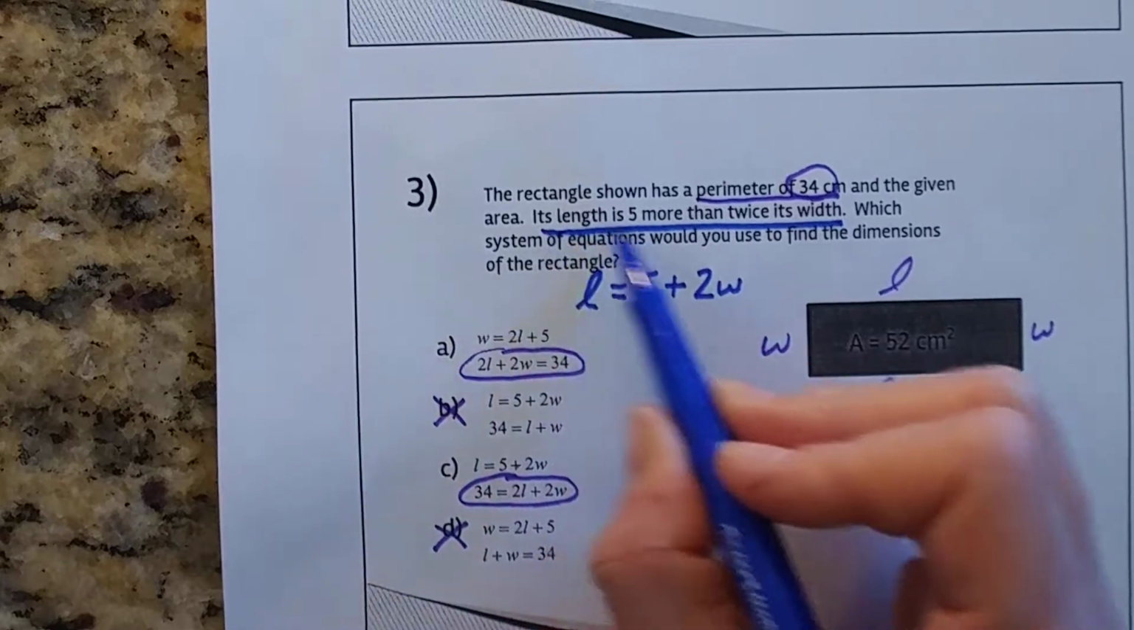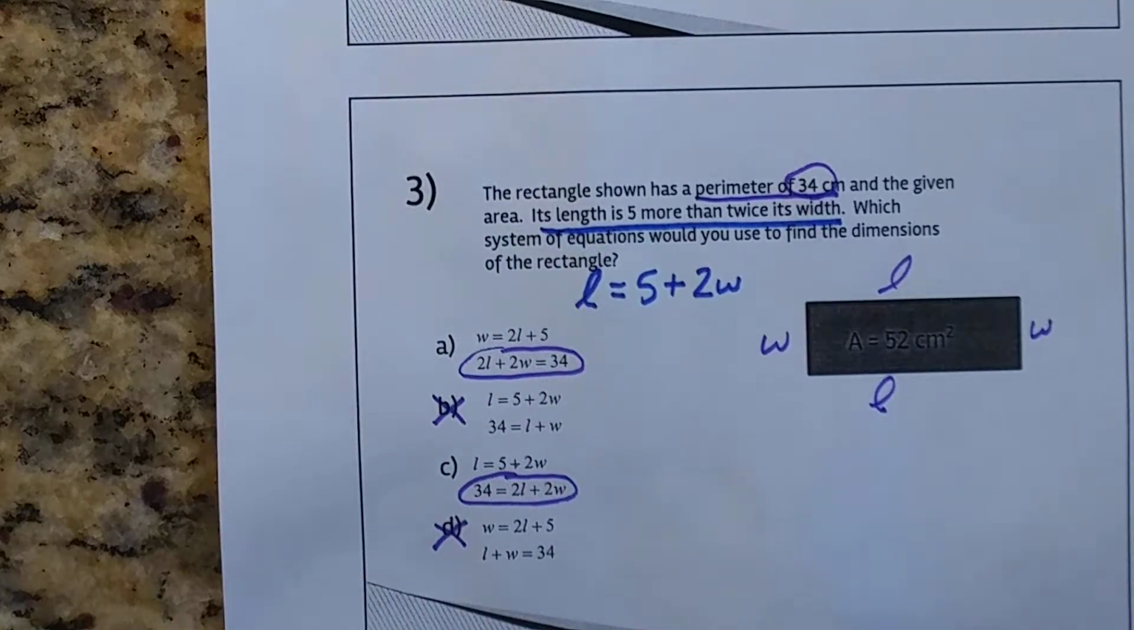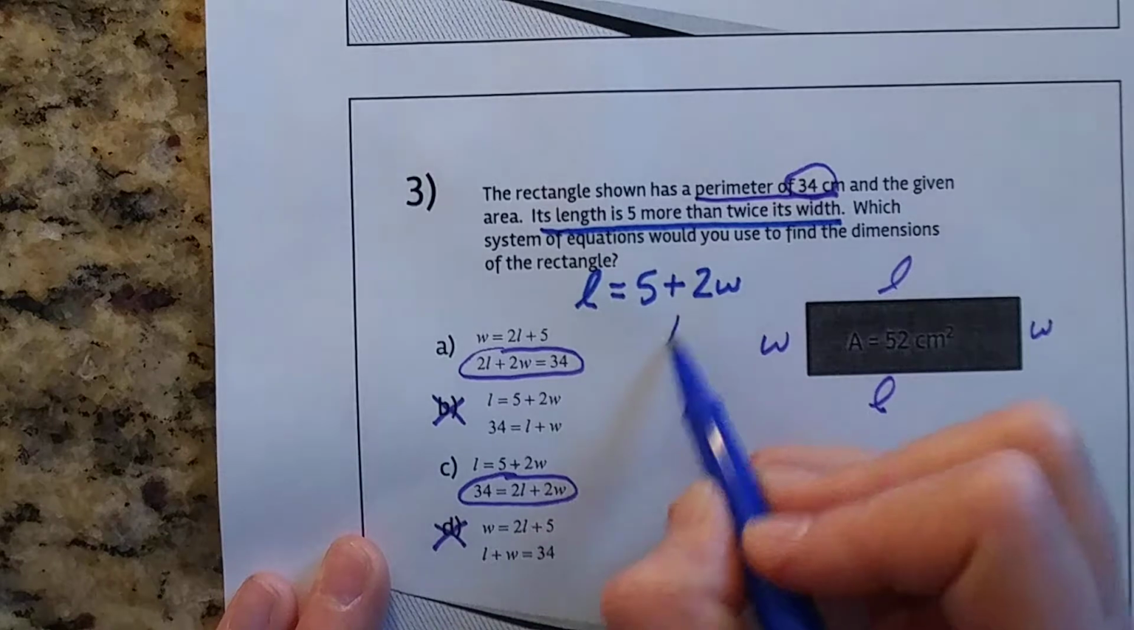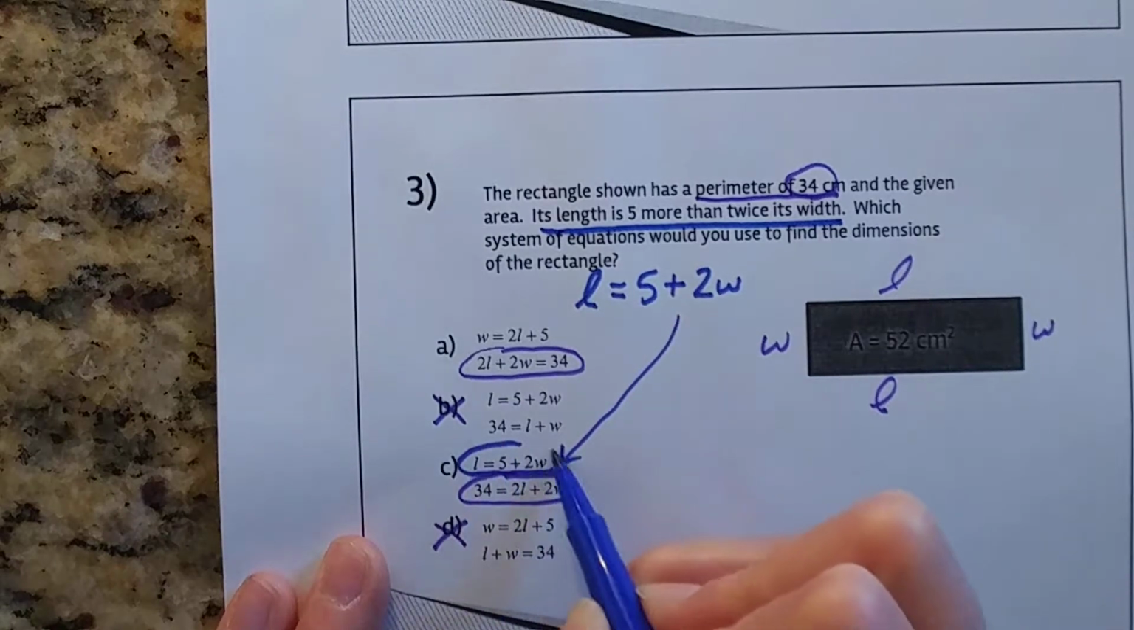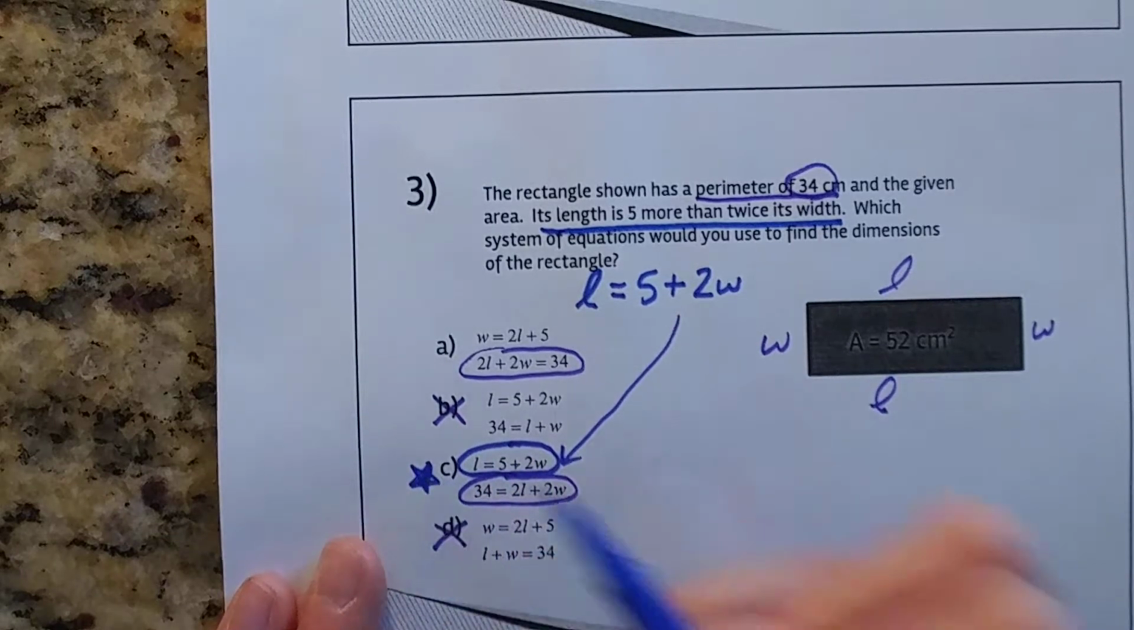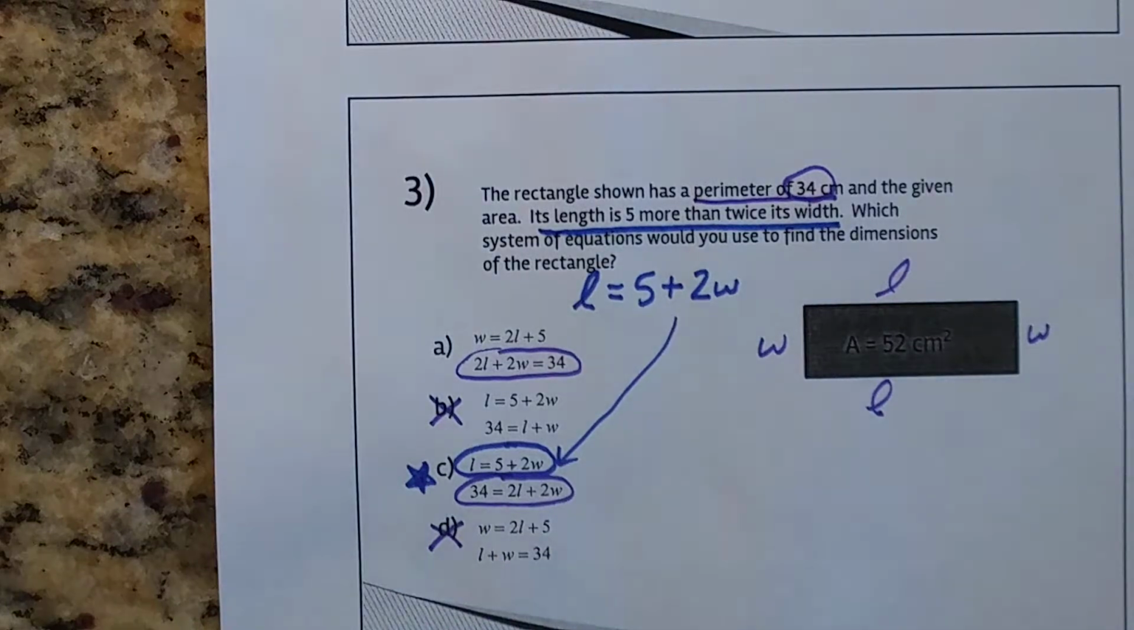I just changed this sentence into an equation. Now do you see how it matches this equation right here? So the best answer choice would be C. Length is 5 more than twice the width.